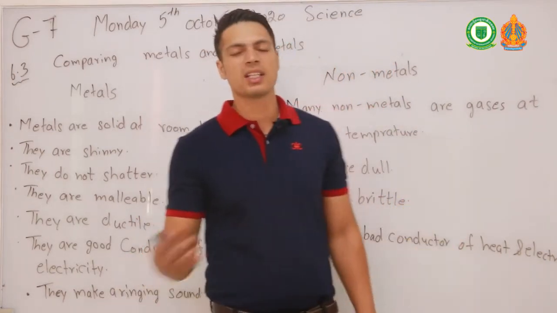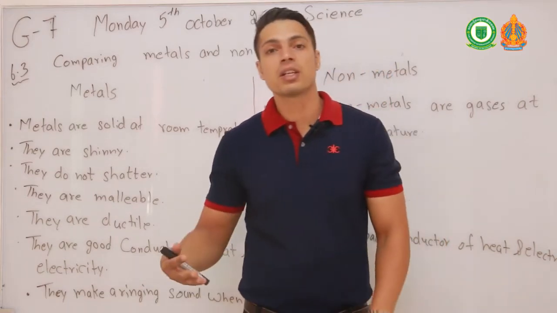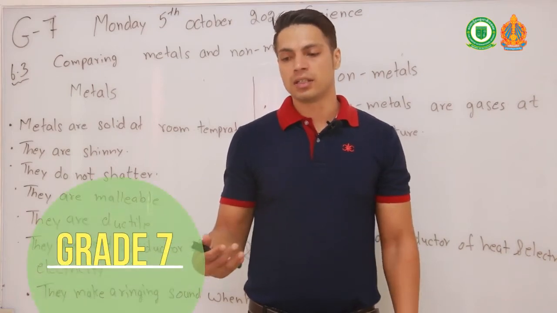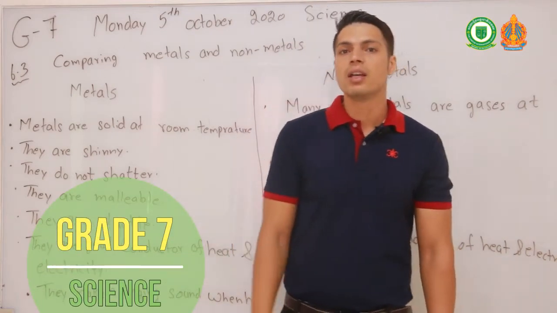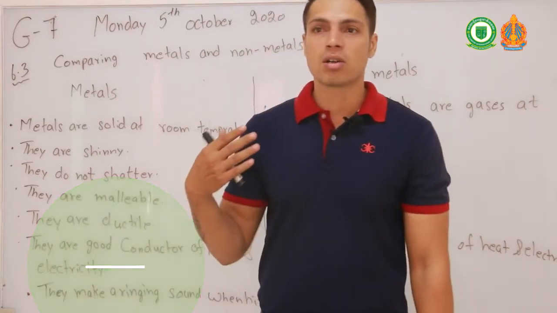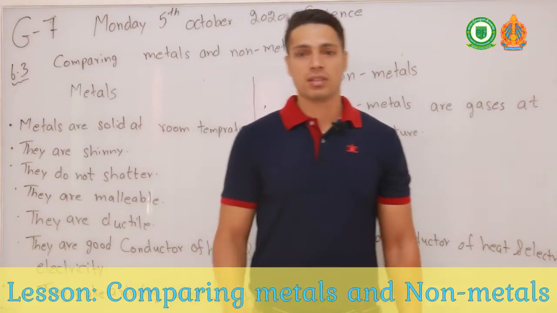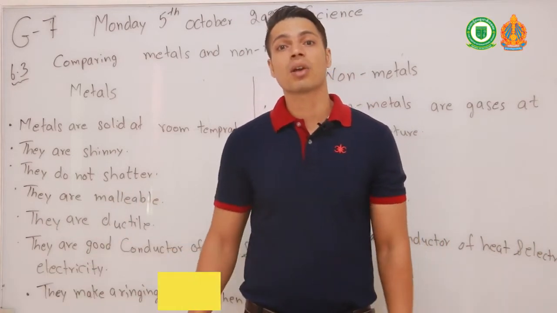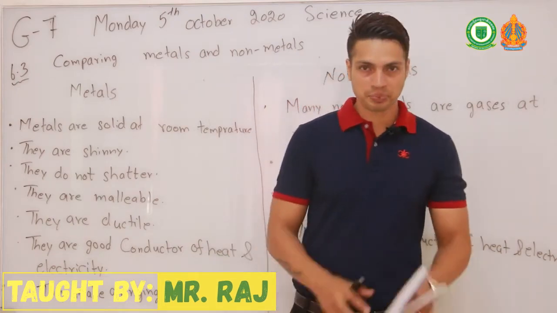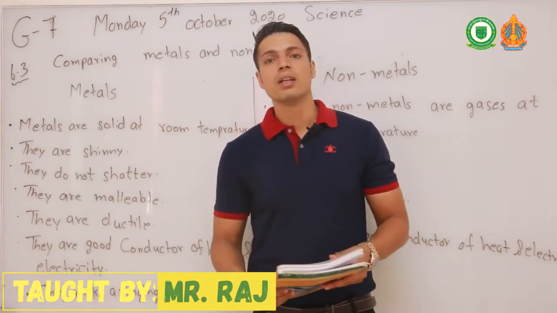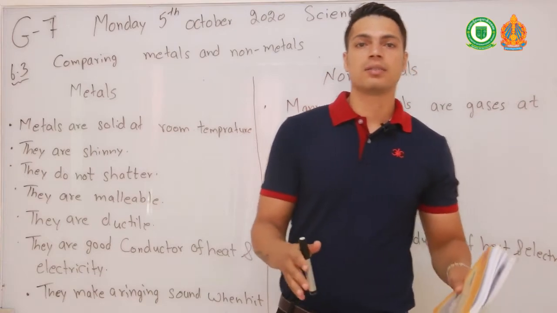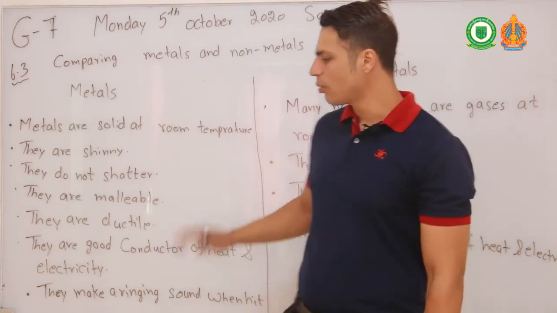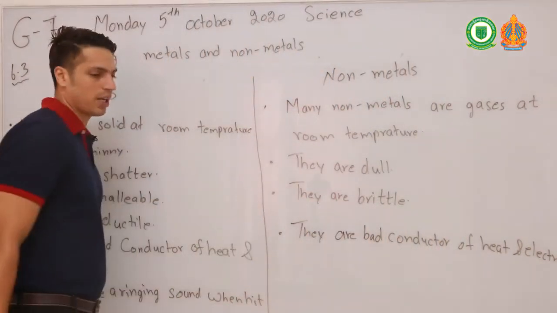Oxygen is used in hospitals for patients who have breathing problems, nitrogen is used in fertilizers, and hydrogen is used in rocket fuel. Carbon dioxide is used in fertilizer as well, to kill pesticides. So that's how non-metals are used, and that's how we compare metals and non-metals.